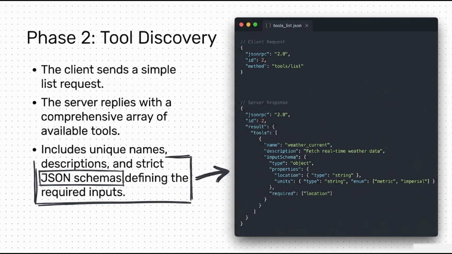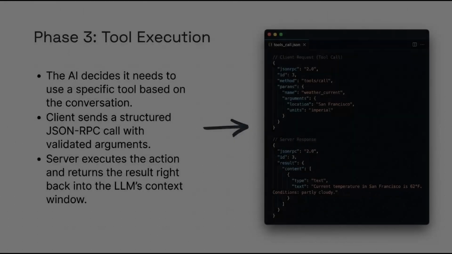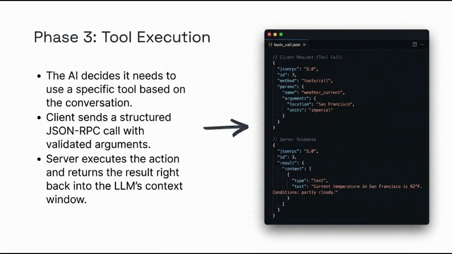Finally, we get to tool execution. The AI decides it needs to use a specific tool, the client sends a structured JSON-RPC call with the right arguments, and the server returns the result right back into the LLM's context window.